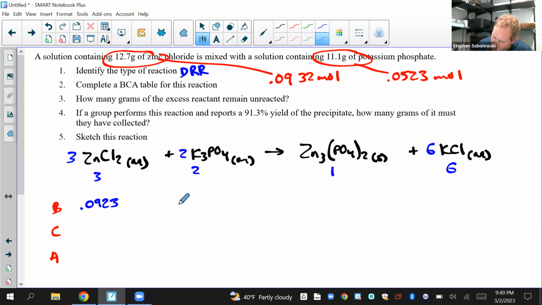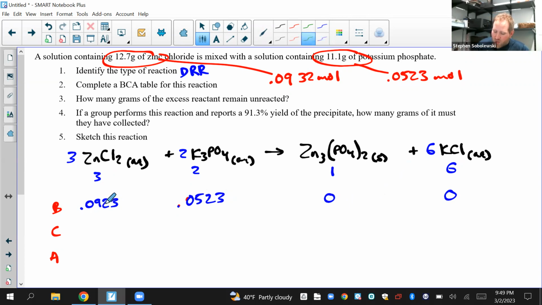All right, and that's how many moles I have here. 0.0523. Okay, let's finish out the B's. How many of these 2 products do I have before the reaction takes place? 0 and 0. All right, C is change, which is how much of these reactants are going to be depleted and how much of these products are going to be created. So we need to now identify the LR.